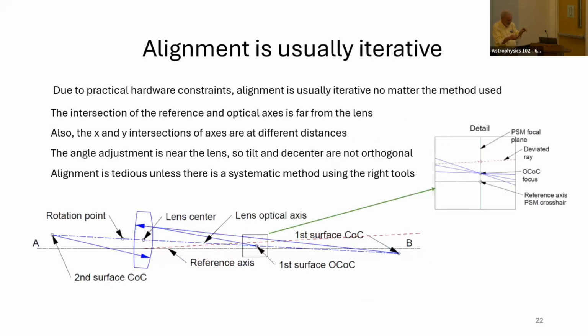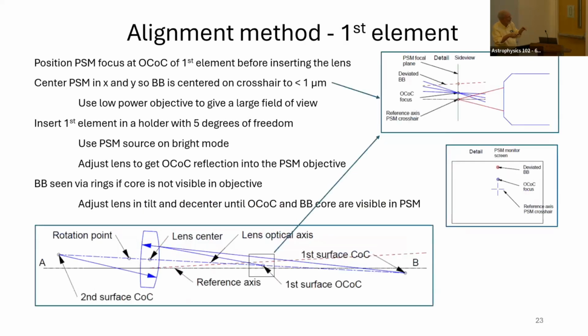This slide's kind of out of order. Let me go one more. So before we put the lens in, we line up the microscope so its focus is right here at the optical center of curvature of this surface. I put my microscope here. It's observing just what light's doing in this plane, so it's in a position where it can see the center of curvature of this surface. The Bessel beam just keeps going forever, so I can also see the Bessel beam.